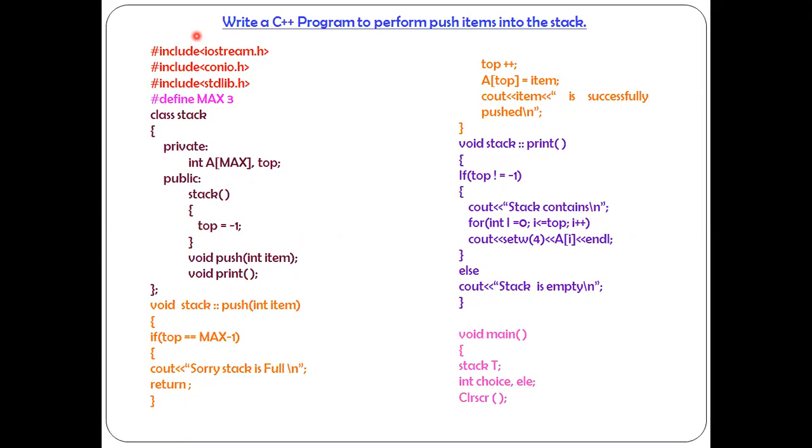In today's session, we will be discussing a C++ program to push items into the stack data structure. First of all, we must be aware of the term stack. What do you mean by stack data structure? Stack is an ordered collection of items in which items are inserted and deleted from the same end. That end is called the top end, and the opposite end is called the base.